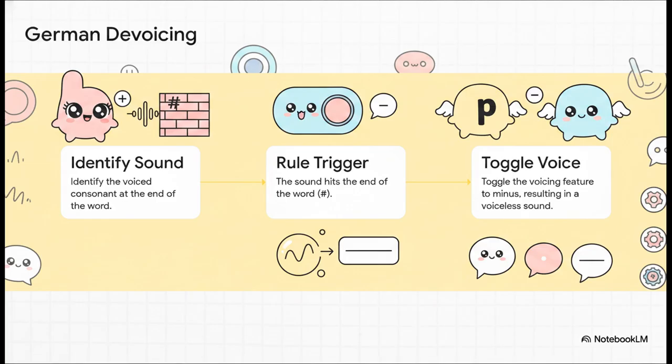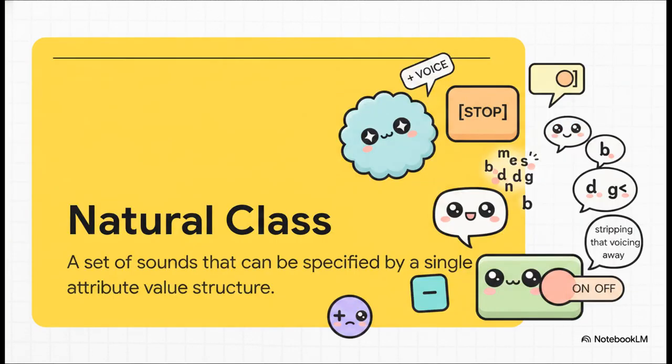It proves that our mental language rules are operating on these invisible features, like simply switching off the voice, rather than us relying on a giant random lookup table of entirely different sounds. And this is exactly why the concept of a natural class is so vital. A natural class is just a set of sounds that share a specific feature, like all sounds that are positive for voice or all sounds that are stops.